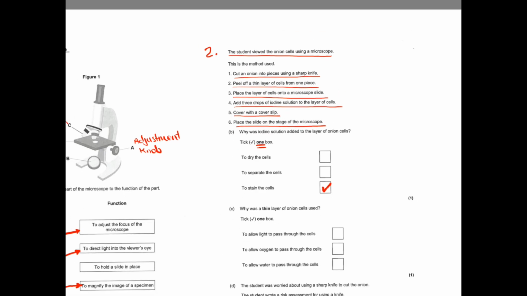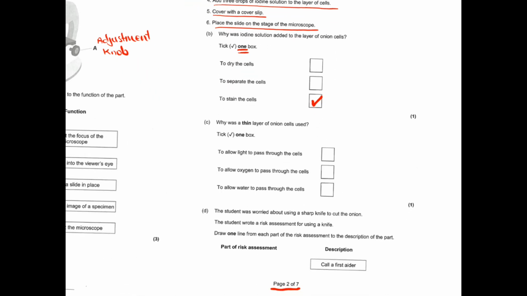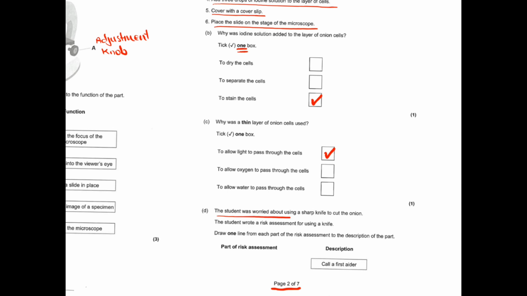Then the student prepares the slide to view under a microscope, and the question says, why was iodine solution added to the layer of onion cells? And it is to stain the cells. Why was a thin layer of onion cells used? And it was to be able to get light to pass through it so you can observe it.